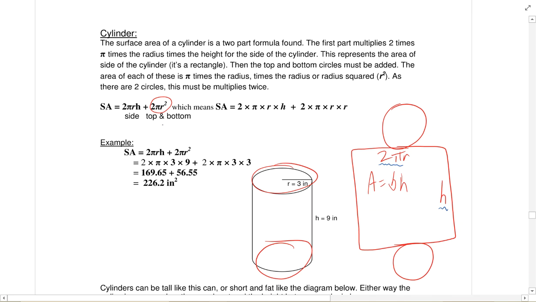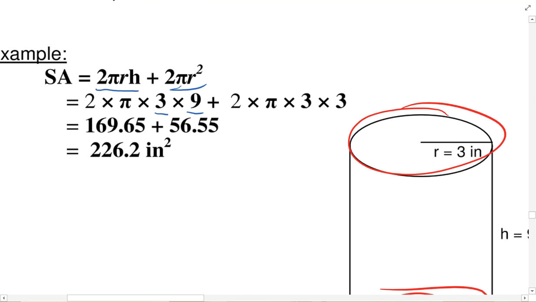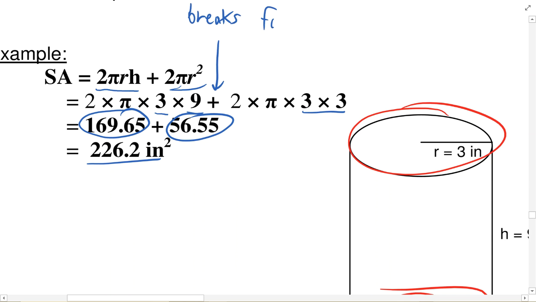So to do your formula, you write your formula, you substitute in, r is 3, h is 9, and here we get 3 squared, which is 2 times 3. So what's important to see is that you have to have two numbers, and then you add them together. Okay, so this plus sign breaks the formula into two parts.